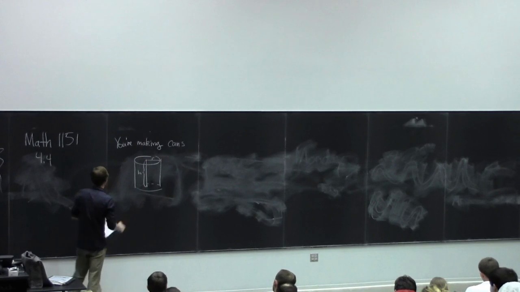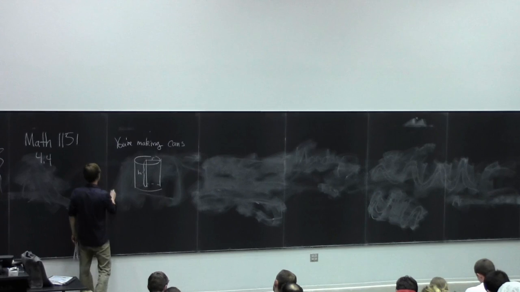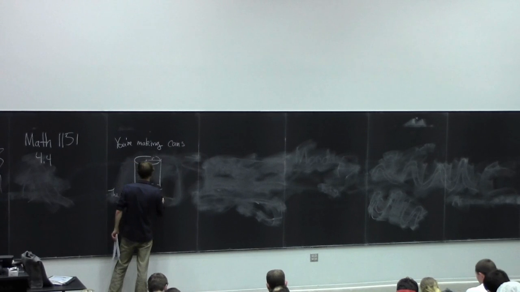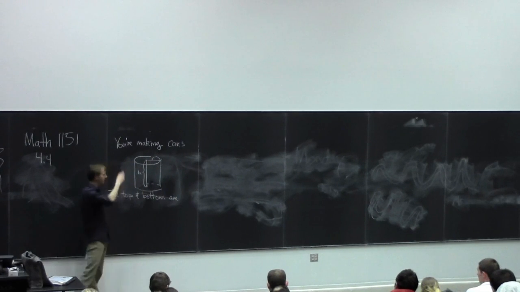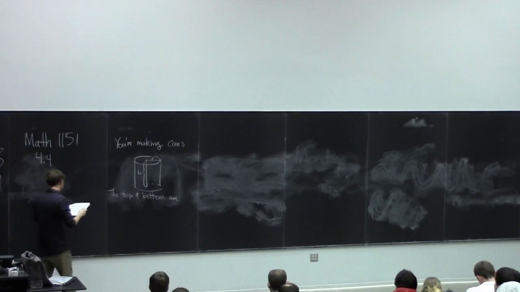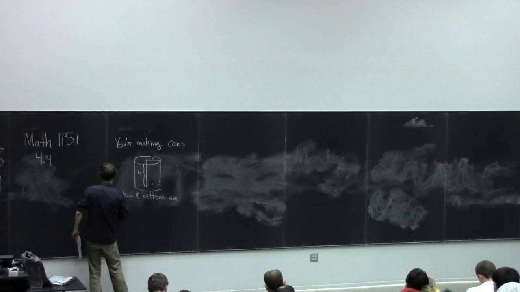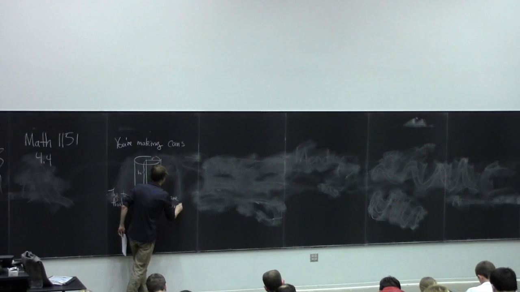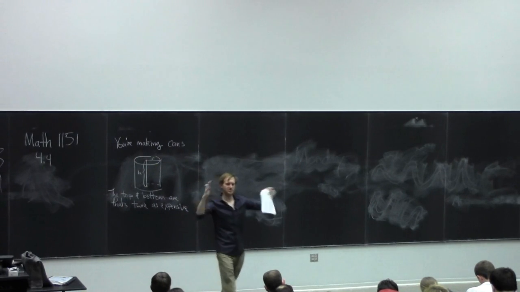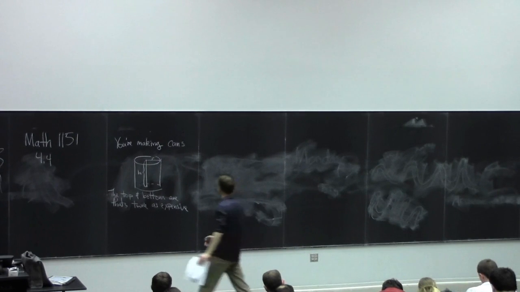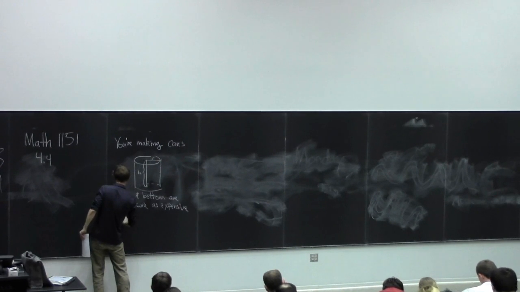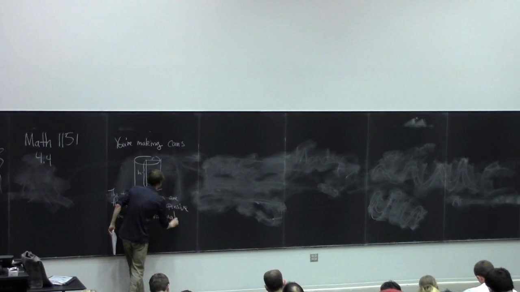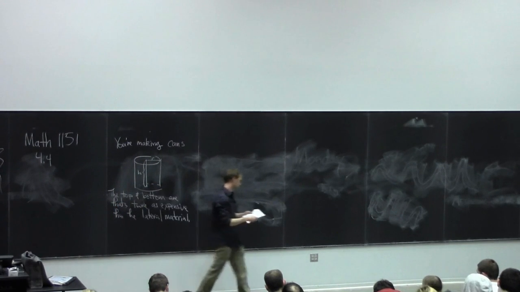All right, so you're making cans. Here they are. And the top and bottom are made out of a material that's twice as expensive. Twice as expensive. So 2 times more expensive than the material you use for this side, the lateral material. All right.